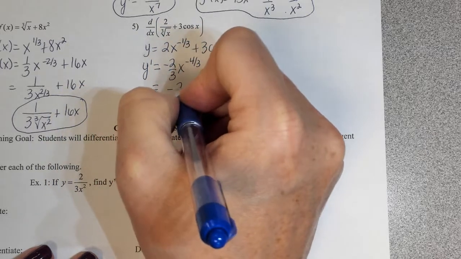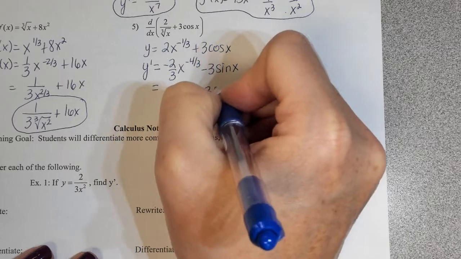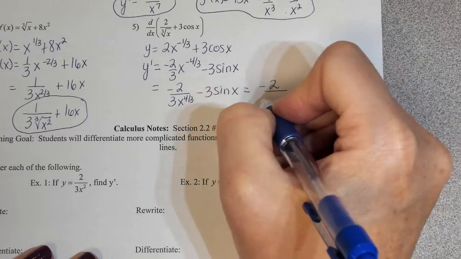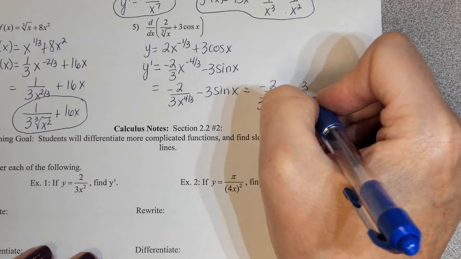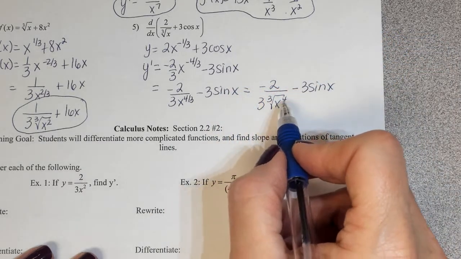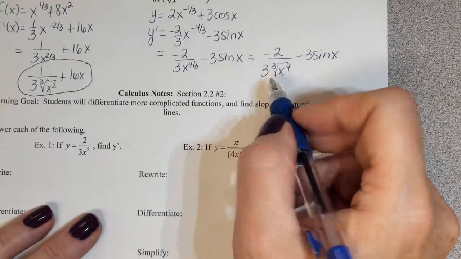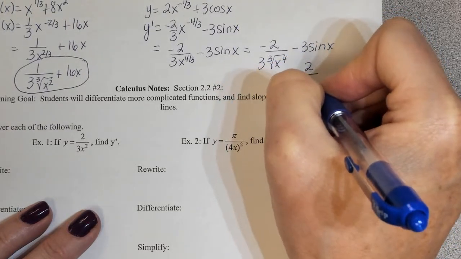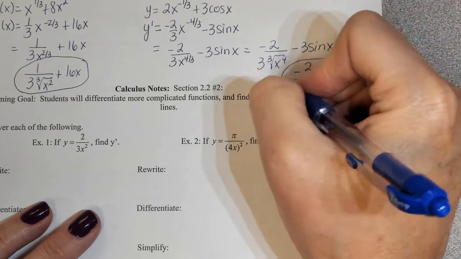This is going to be -2 over 3x to the 4/3. But also recognize it could be written as -2 over 3 cube root of x to the 4th. How could I write that? Cube root of x to the fourth. Couldn't I really take an x out and leave one x in? See what I mean? So an even better answer might be negative 2 over 3x cube root x minus 3 sine x.